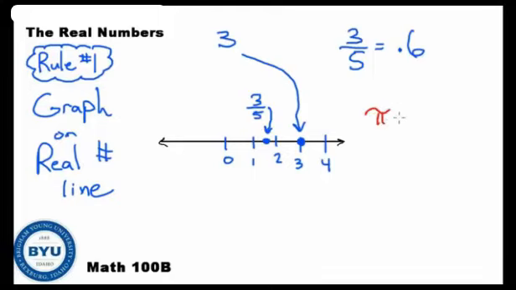The number pi. Are we allowed to graph the number pi on the real number line? It comes out to be about 3.141592... It goes on forever. Can we graph it? Of course, that's our first rule. The rule is that any real number you can graph on the real number line. Just make sure that you label.